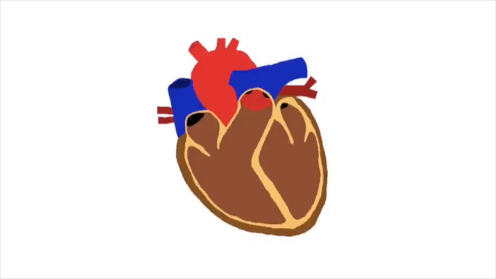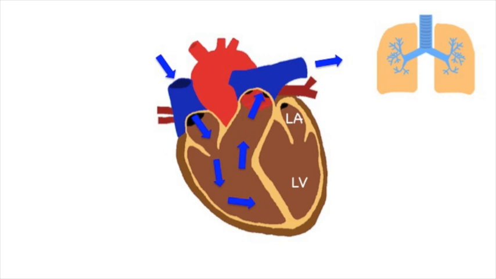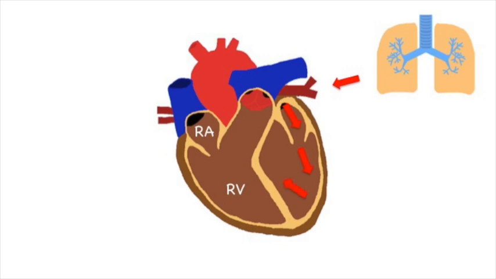So here you have the heart. It has 4 chambers. It has 2 atriums, a right atrium and a left atrium. And it has 2 ventricles, the right ventricle and the left ventricle. So low oxygen blood will come from the body into the heart and go through the right atrium to the right ventricle and into the lungs, gets oxygenated and goes into the left atrium, down to the left ventricle, and then gets pumped out to the body.